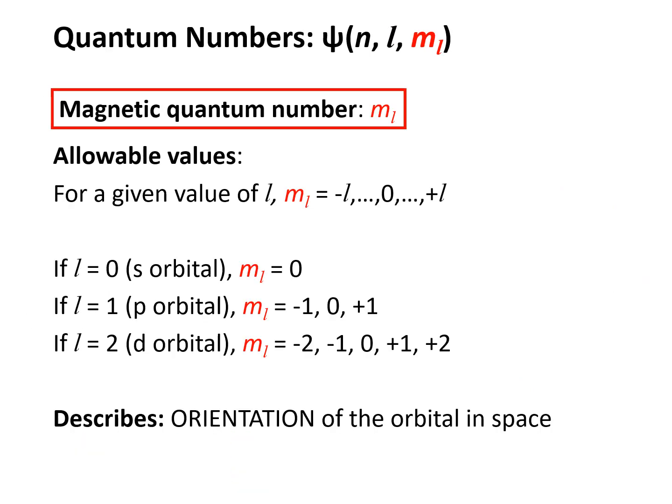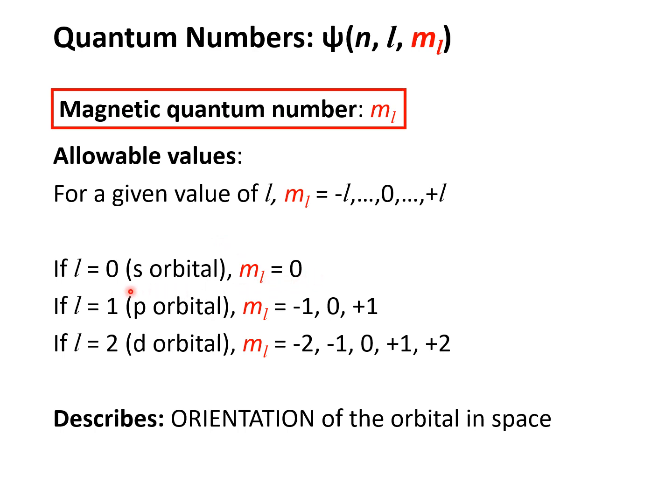The third quantum number is the magnetic quantum number, which is given the symbol m sub l, or ml. Allowed values for ml depend on the value of l, and they must be integers ranging from negative l going through 0 and then all the way to plus l. So for example, when l equals 0, which is an s orbital, then ml can only equal 0.